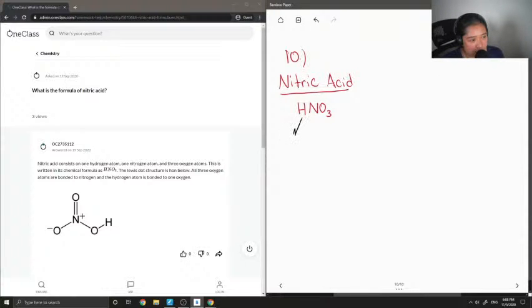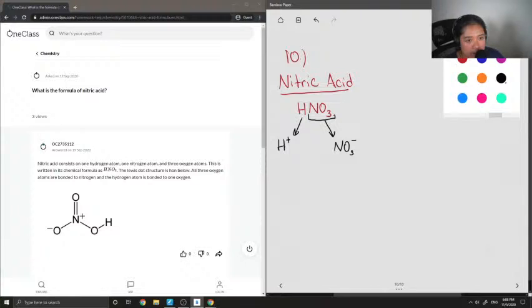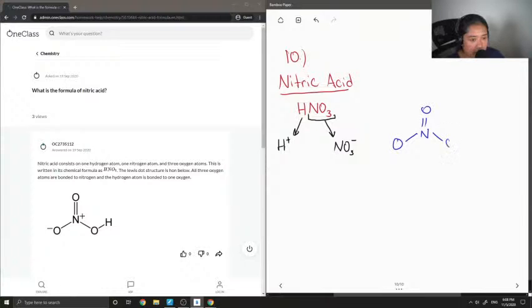So if we were to break it apart into its ions, it would be H plus, and this is a polyatomic ion, and the whole thing is NO3 minus. So if I were to draw out the structure of nitric acid, it would look a little something like this.